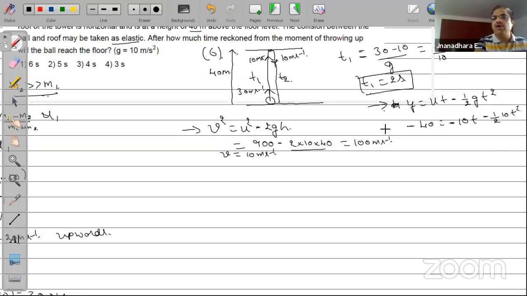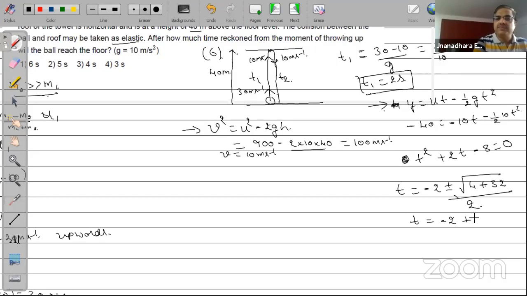So you get a quadratic equation with all the things being negative, right? So now if you simplify this, you get t square, and this goes to the other side, becomes plus 2t. Then this will be minus 8 is equal to 0. So therefore, what is t equal to? T is equal to minus 2 plus or minus, this is all right, plus or minus 4 plus 32, 4 plus 32 divided by 2. So t also will be equal to minus 2 plus 6 divided by 2. So will be equal to 2 seconds. T2 also will turn out to be 2 seconds. So this also is 2 seconds.